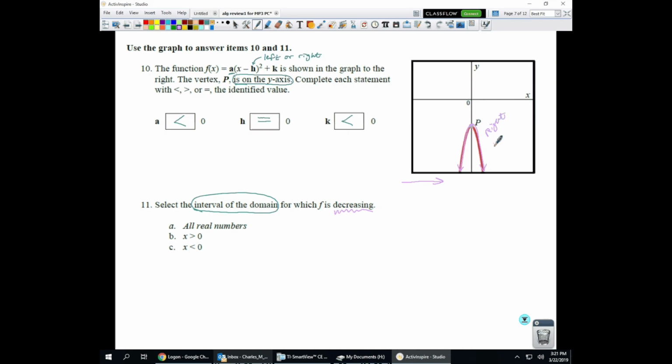It's over here. So that shift happens at the vertex, or in other words, it's separated by this line of symmetry. Well, with the vertex on the y-axis, my line of symmetry is x equals 0. If I want everything to the right of 0, everything after 0, that means we are decreasing when x is greater than 0, after we pass the line of symmetry.